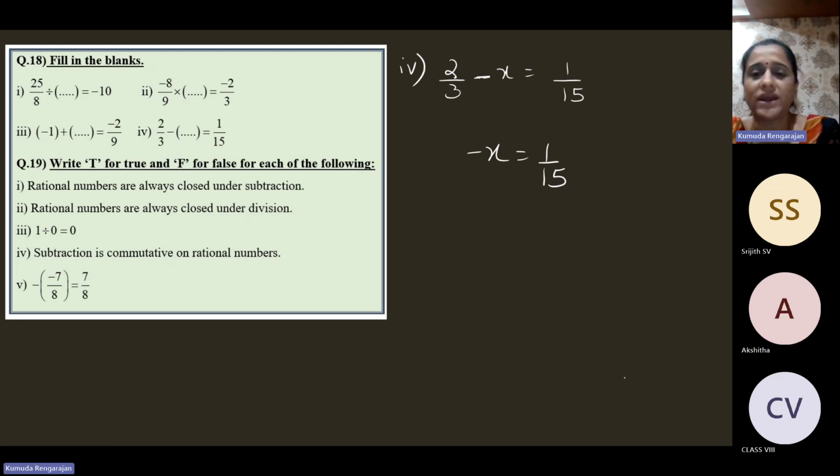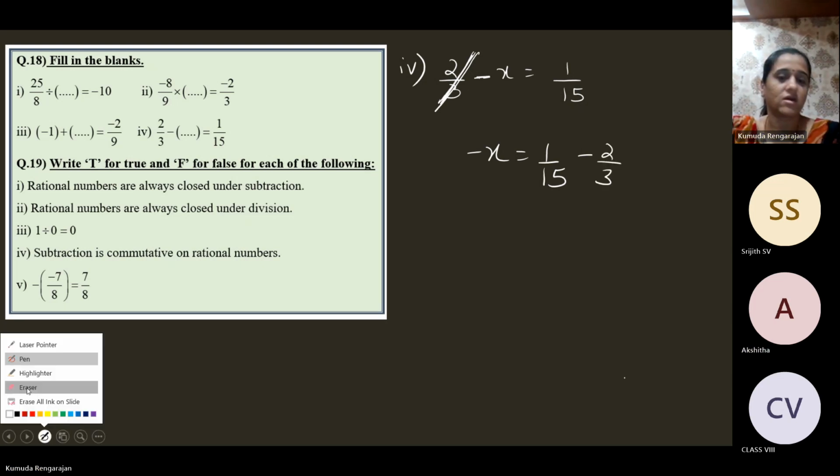See, you should write everything other than what you have to transpose. You'll have to transpose 2 by 3, so don't write that. Write the rest of the equation. Minus x is equal to 1 by 15. Now take 2 by 3 to the other side. It will come to the RHS as minus 2 by 3, correct?